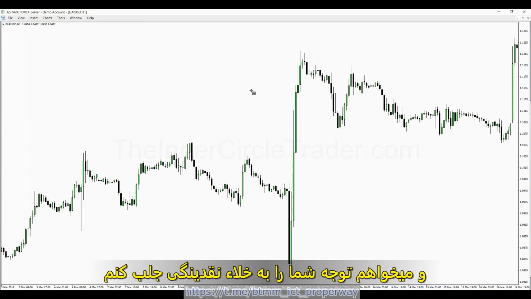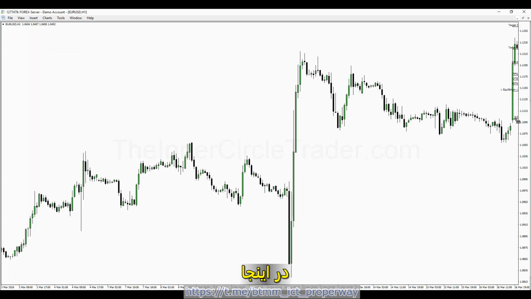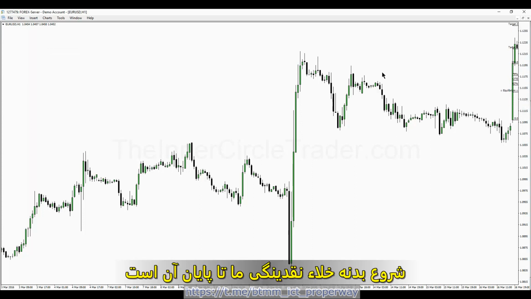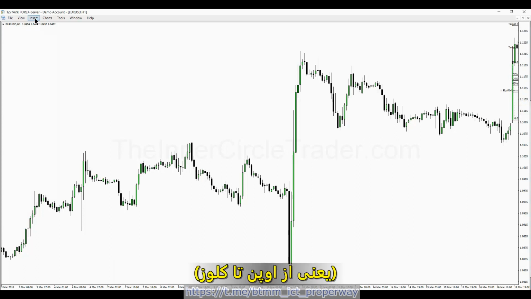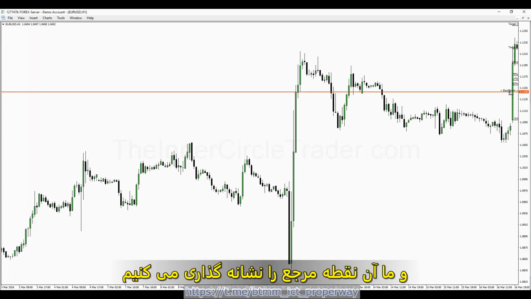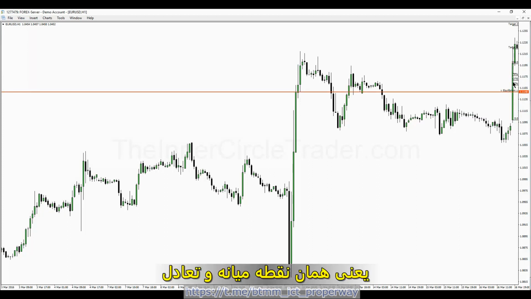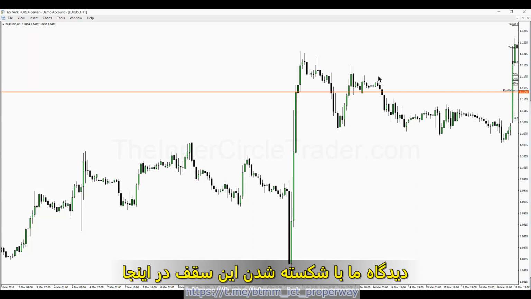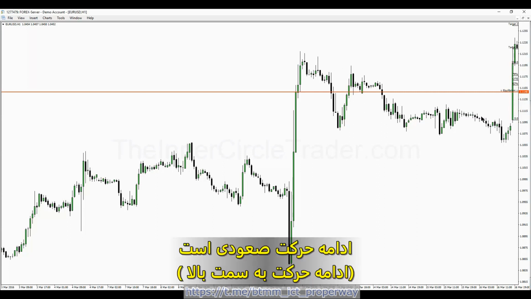And I'm going to draw your attention to a liquidity void in here. And there's the equilibrium of that liquidity void, body to body, or the open and close. And we're going to highlight that reference point here, the halfway point of this equilibrium. The idea is we broke this high back here. We're expecting continuation on the upside.